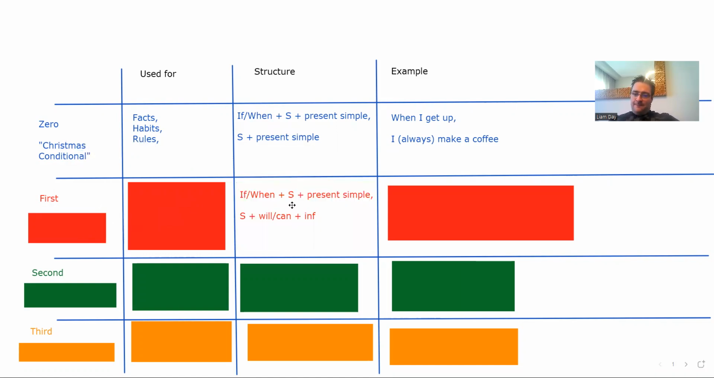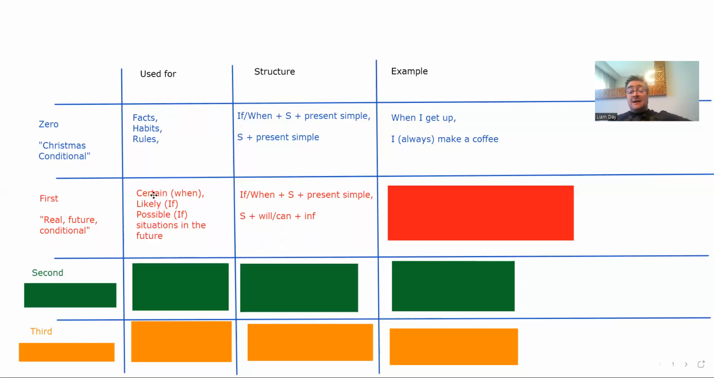All right, now there's a big difference between 0 and first. You'll see it here. If or when plus subject plus present simple is the same. Subject plus will or can plus infinitive. The second half of the sentence is what demonstrates the difference.